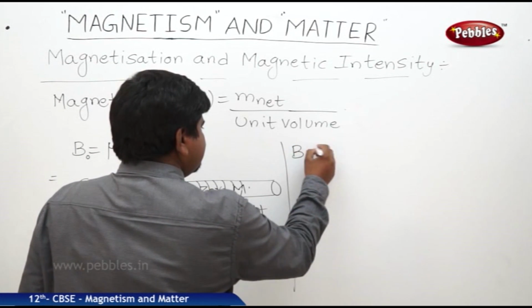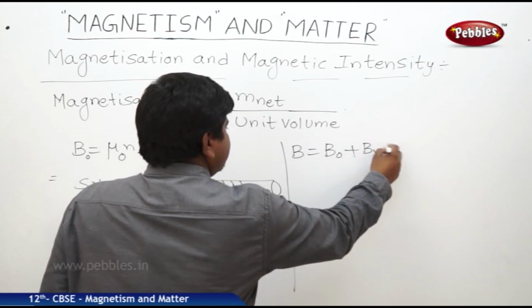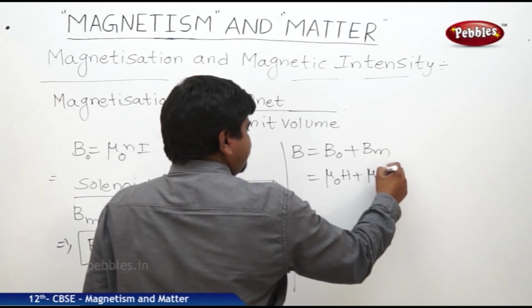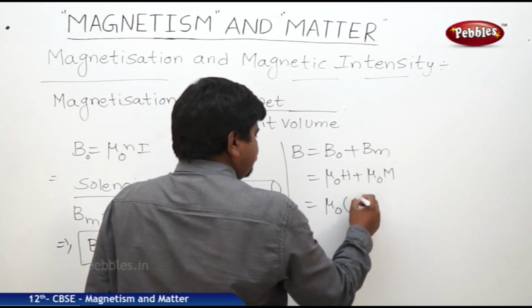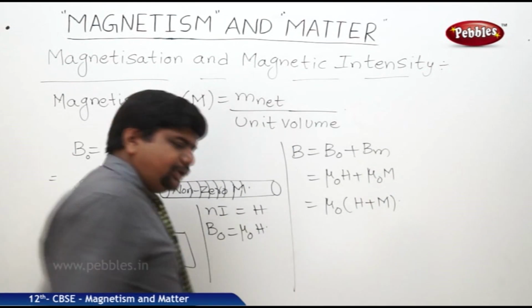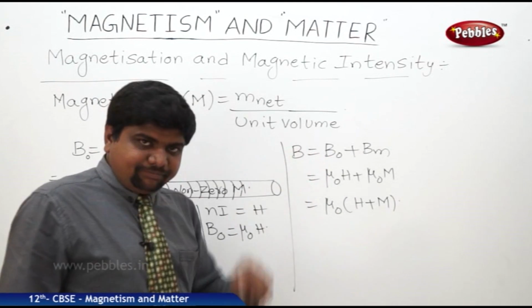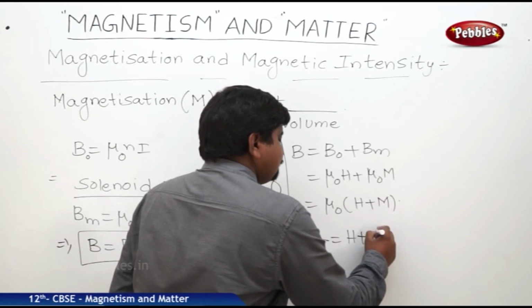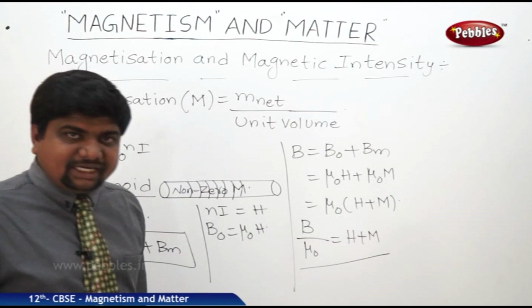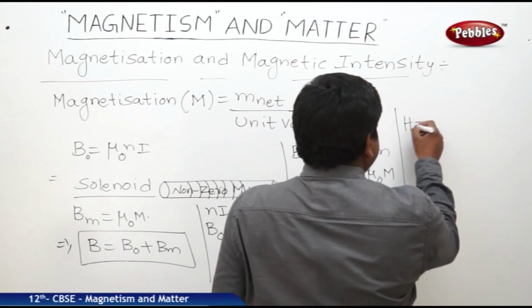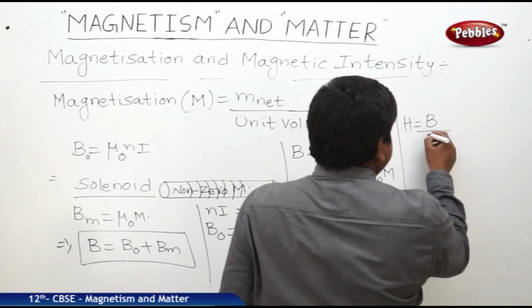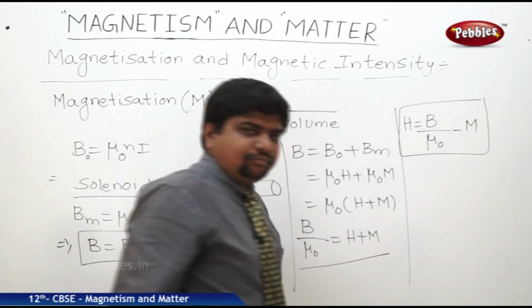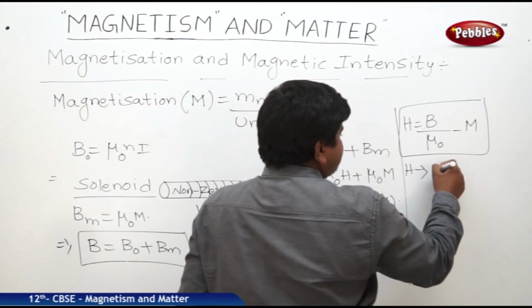So B is equal to B naught plus Bm, which is mu naught H plus mu naught M. So we can write mu naught into H plus M. Now we are going to derive the relation between H and B. B by mu naught is equal to H plus M, so H is equal to B by mu naught minus M. This H is called magnetic intensity.